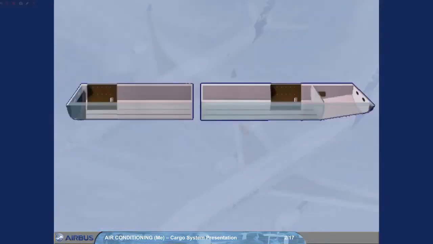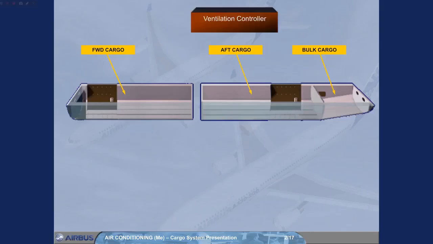The long range has 3 individual cargo compartments: forward, aft, and bulk. The ventilation and heating system to these compartments is controlled by the same computer called the ventilation controller, which has 2 channels. Channel 1 is active and channel 2 is a backup.